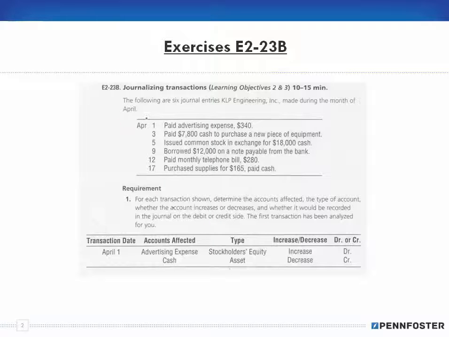Anyway, the following are 6 journal entries KLP Engineering made during the month of April. The requirement for each transaction shown: determine the accounts affected, the type of account, whether the account increases or decreases, and whether it would be recorded in the journal on the debit or credit side. The first transaction has been analyzed for you.